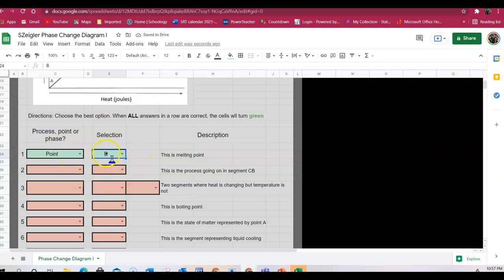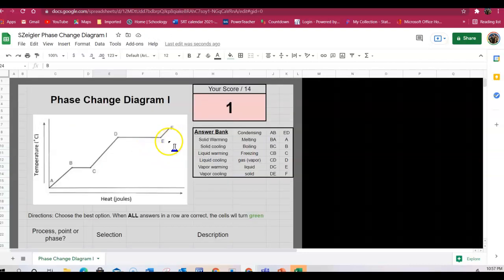If it is correct, they will both change green. So that is how you're going to complete this worksheet.